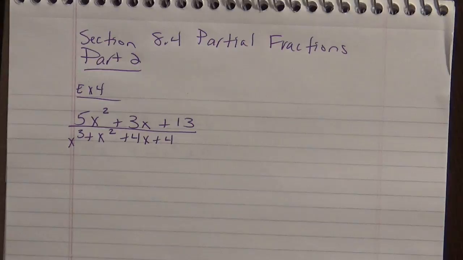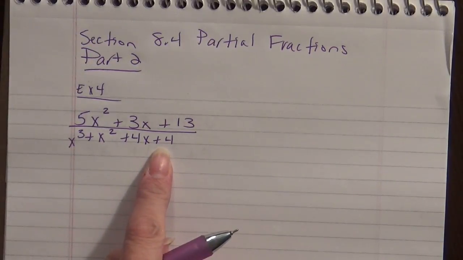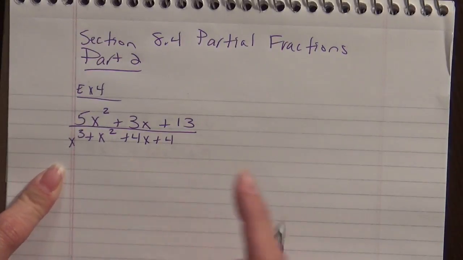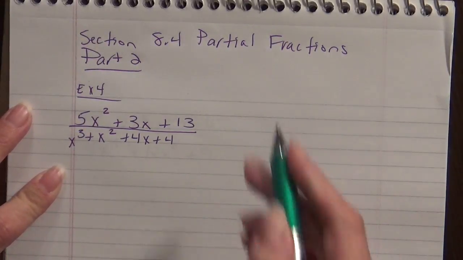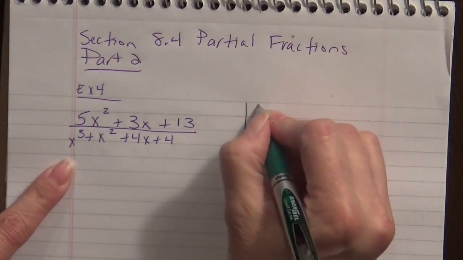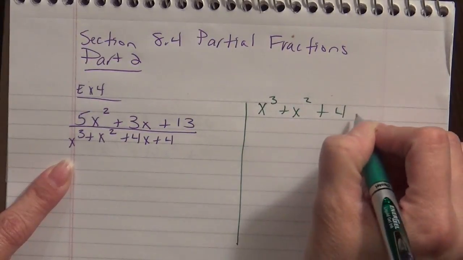My first one, I'm still doing the partial fraction decomposition. This time I've got this denominator that needs to be factored. With it having 4 terms, we're going to try to factor using the grouping method. So I'm going to do some scratch work over on the side first. And I'm going to look at how to factor the x cubed plus x squared plus 4x plus 4.